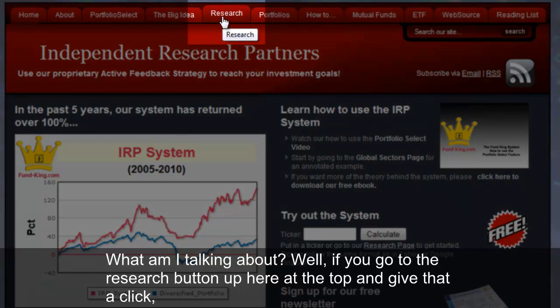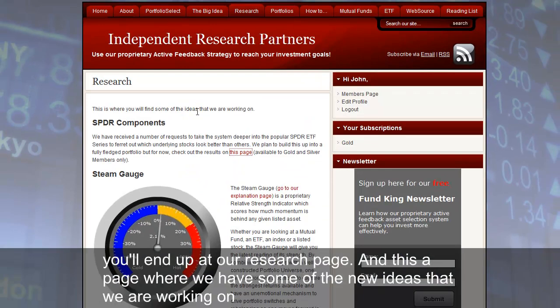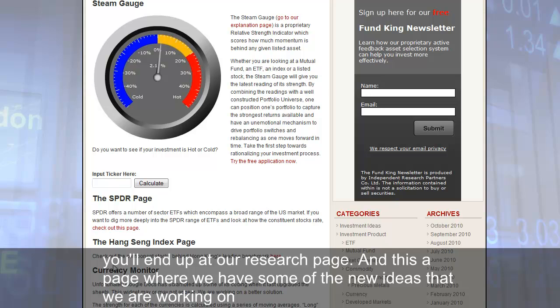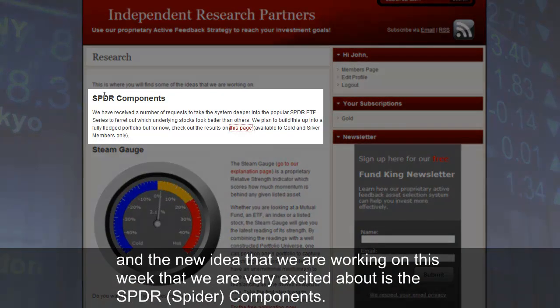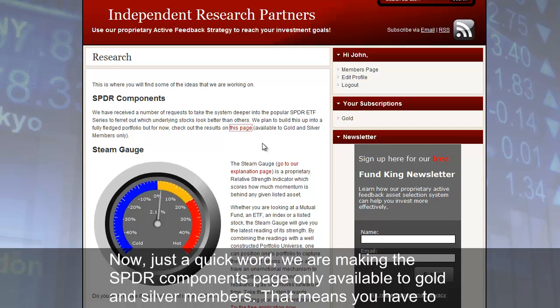Well, if you go to the research button up here at the top and give that a click, you'll end up at our research page, and this is a page where we have some of the new ideas that we're working on. And the new idea that we're working on this week that we're very excited about is the spider components. Now, just a quick word, we're making this spider components page only available to gold and silver members. That means you have to pay for it.